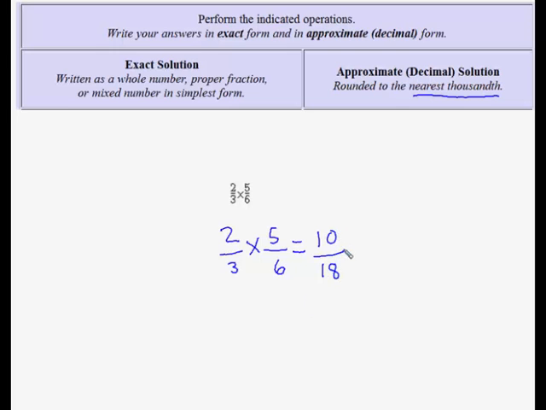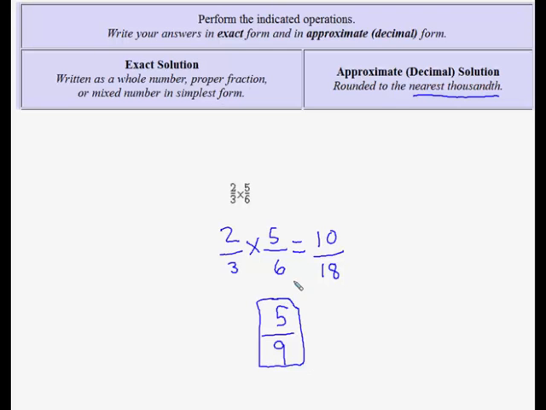My numerator is smaller than my denominator, but it is not in simplest form. This is especially apparent when both your numbers are even. So for example, 10 is an even number, 18 is even. That means 2 divides into both evenly. 2 divides into 10 5 times, and 2 divides into 18 9 times. So as a proper fraction in simplest form, my answer is 5/9.